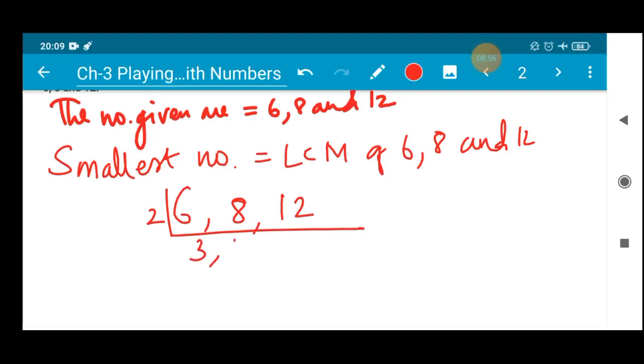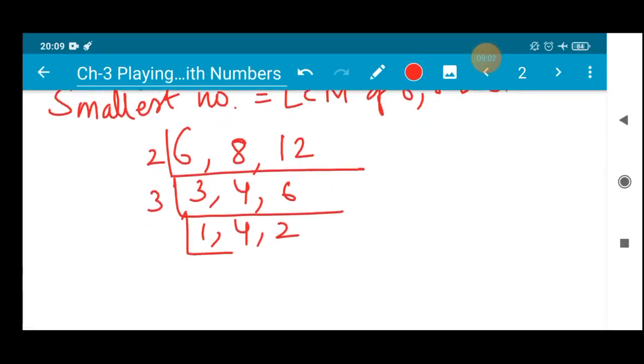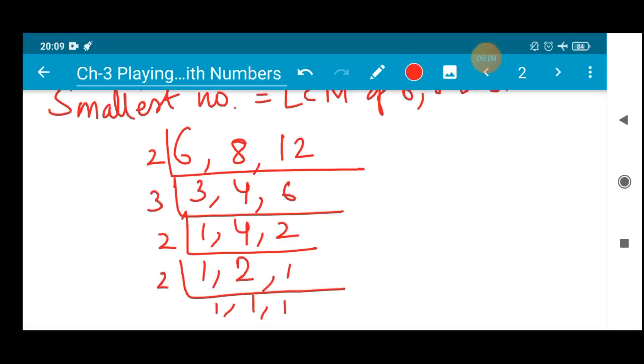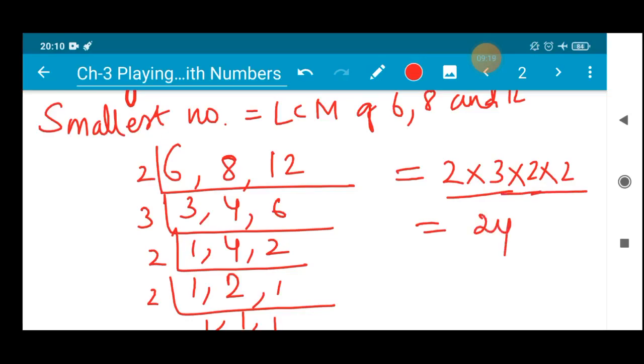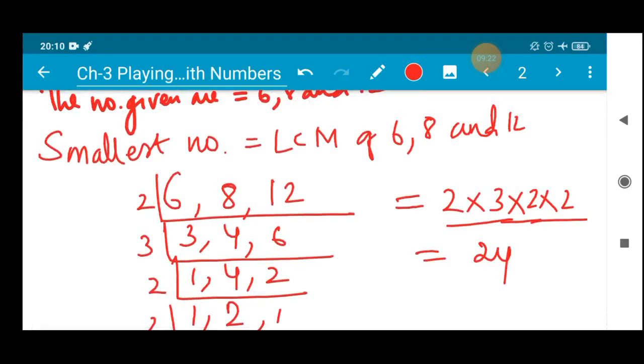2 3s are 6, 2 4s are 8, 2 6s are 12. 3 1s are 3, 3 2s are 6, 4 is 4. 2 2s are 4, 2 1s are 2. So what is the LCM? Just find out. The LCM of 6, 8 and 12 is 2 into 3 into 2 into 2, which is 2 3s are 6, 6 2s are 12 and 12 2s are 24. So what is the LCM of 6, 8 and 12? It is 24.